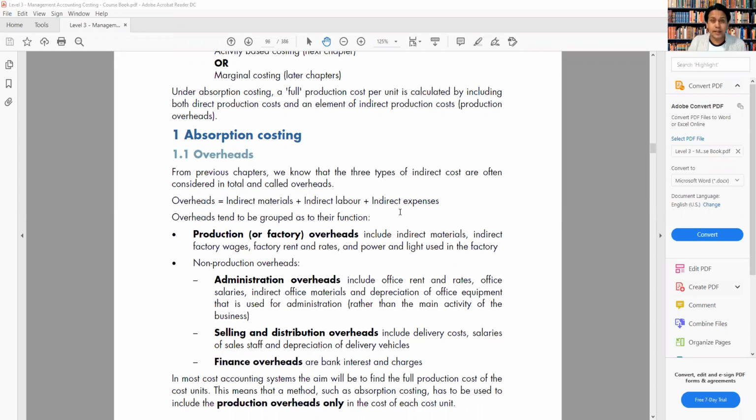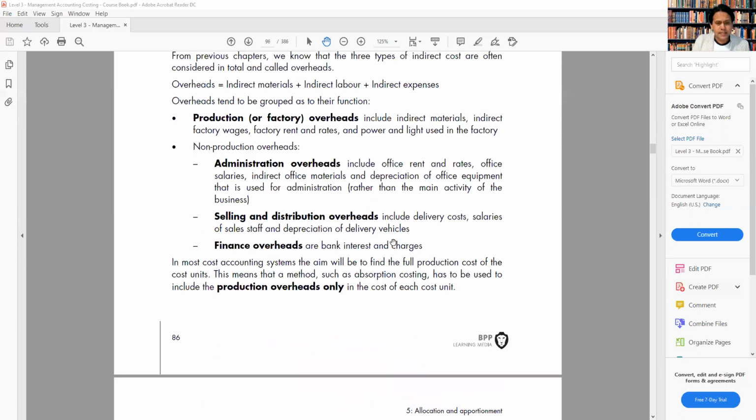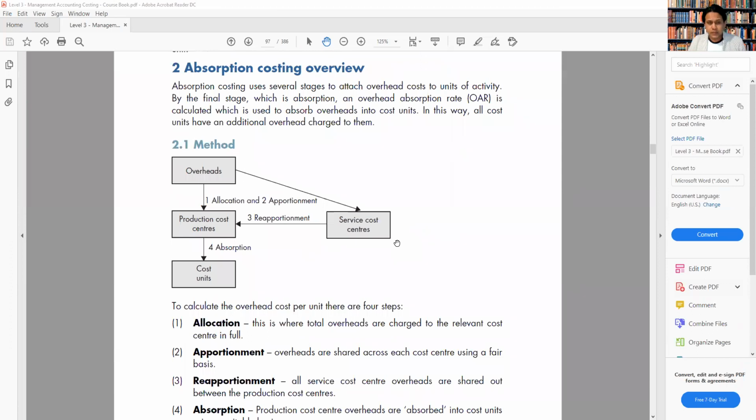That basis is the way we do apportionment. The simple way to say it is that we have two types of cost: direct cost and indirect cost. The indirect cost we call overhead. For example, rent, rates, advertising cost, finance cost, and admin cost. This type of cost is the overhead for the company. So let's have a look at the way we apportion and reapportion the cost.